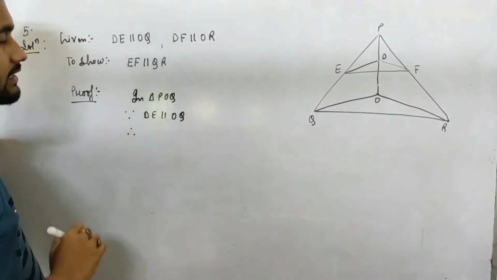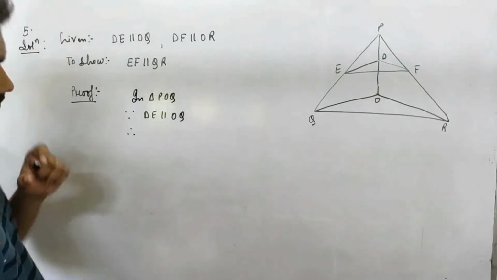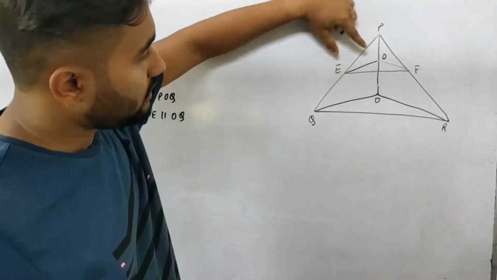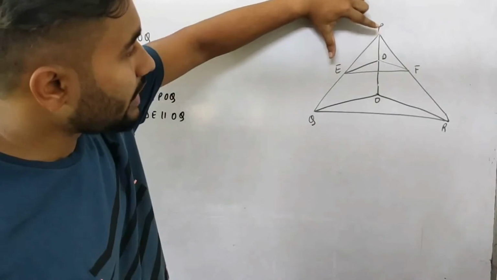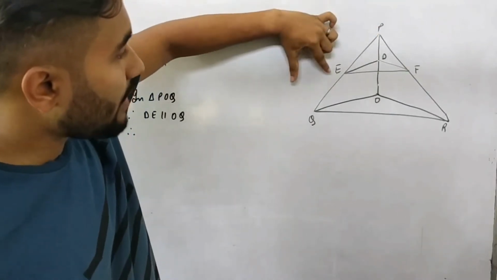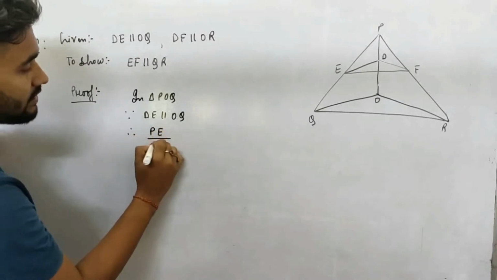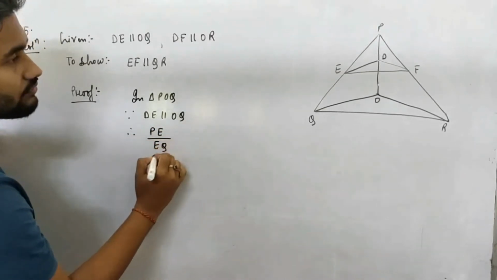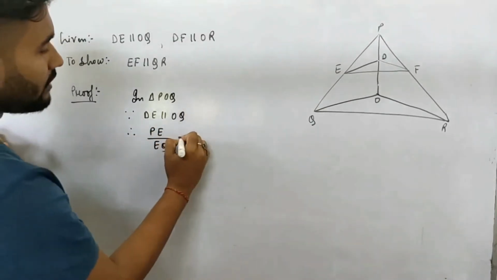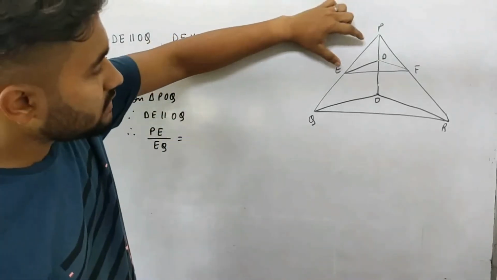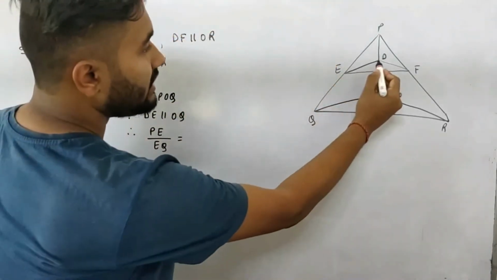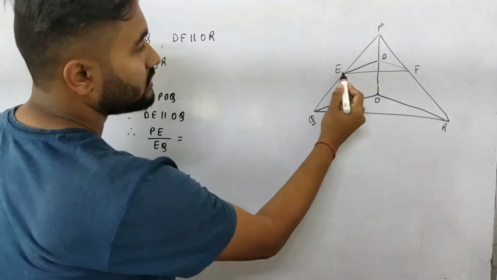Therefore by Thales theorem, what will I get? DE is parallel to OQ. So I will write PE by EQ. PE by EQ will be equal to what? See, this is the parallel, ED is parallel to QO. This is the one side.